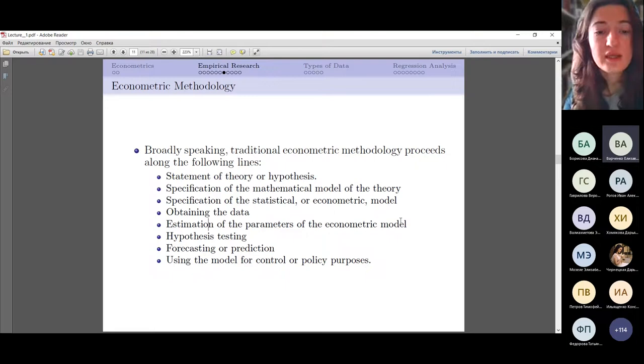And of course, the last but not least point, why you need to run this empirical research, is that your research should be used for control purposes or for policy purposes. And this is really very important. You need to find the answers to your research questions, and you need to convince people that you have reliable results.